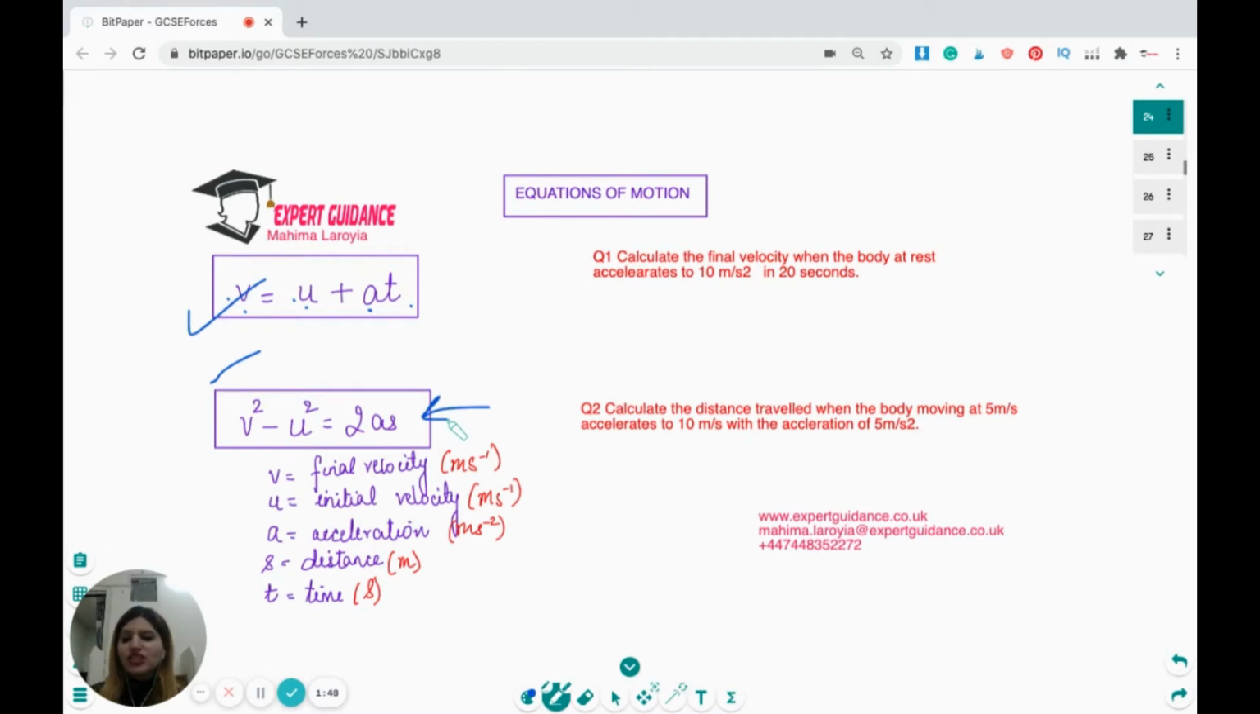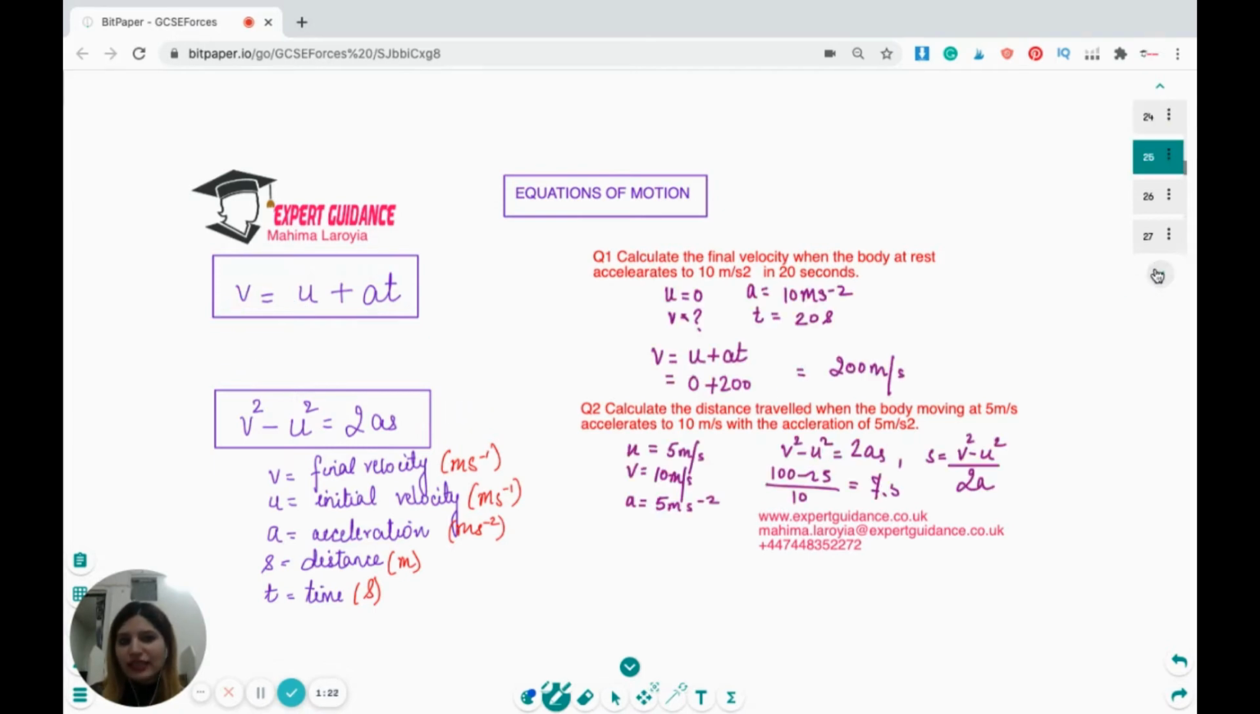So you can remember these two equations, and then you can try these questions on the right. You have to calculate the final velocity when the body is at rest and accelerates at 10 meters per second squared for 20 seconds. And for the next question, you have to calculate the distance traveled when the body is moving at 5 meters per second and accelerates to 10 meters per second with an acceleration of 5 meters per second squared. So you can pause the video, have a go at these questions, and come back to check the answer.